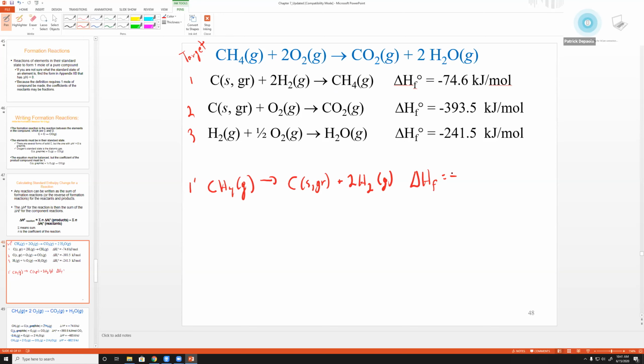This means it's positive 74.6 kilojoules per mole. Does that make sense? Does that make sense why I did that? If not, please ask questions. That's the whole idea of what we're doing with Hess's law.